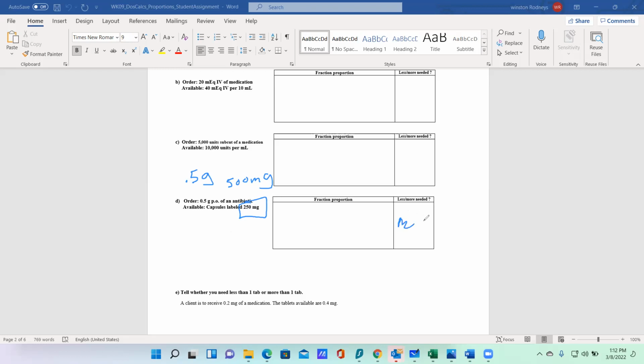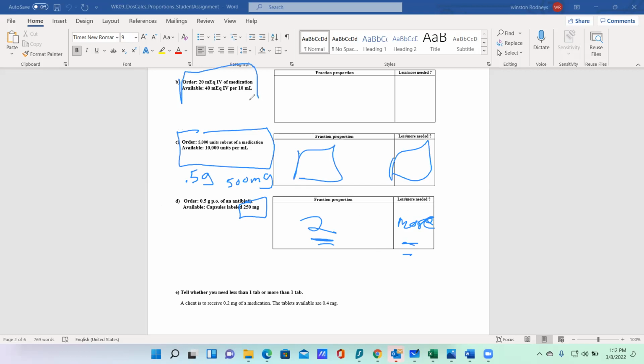That's obviously more. So your 2 is going to go here and your more is going to go here. Please make sure you put the 2 here and the more here. If you don't do that, you're not going to get full credit. Same applies to this problem. Divide. Put your answer here. Put the more or less here.